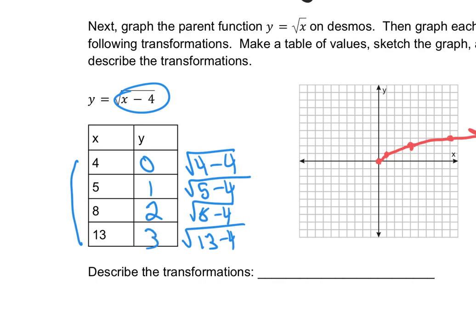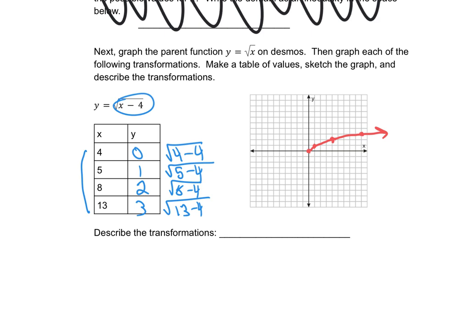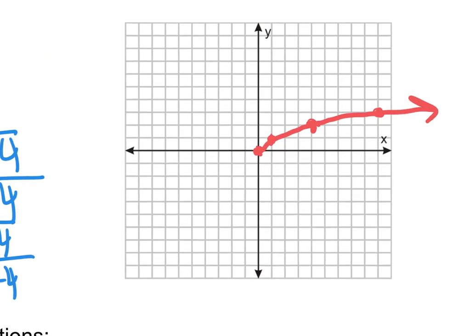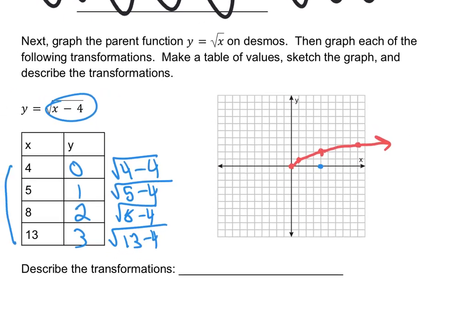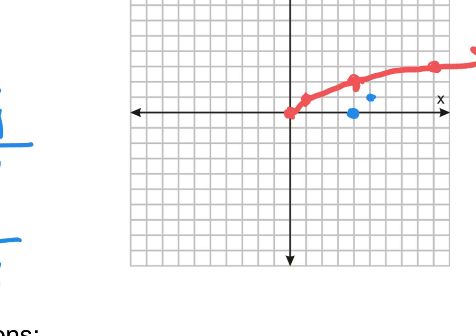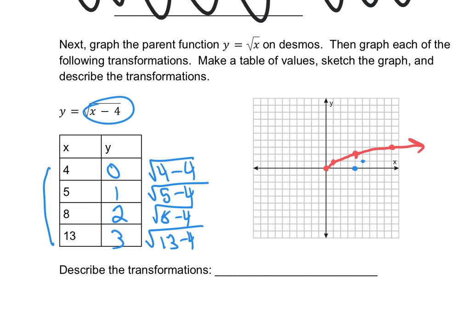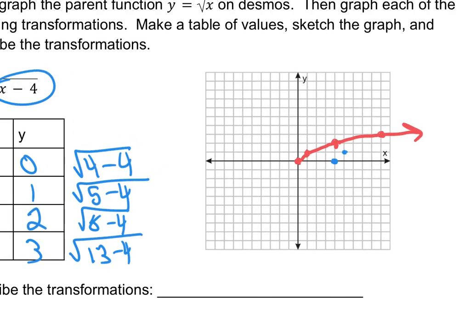So when I plot these over here on my graph, right next to my red parent function, I'm going to be at (4, 0). Okay, so I'm going to be at 1, 2, 3, 4, 0. And then I am going to be at (5, 1). And then the only other one that's probably going to fit on my graph is going to be (8, 2). So we're going to be at (8, 2). And again, we can't fit that last one on there.